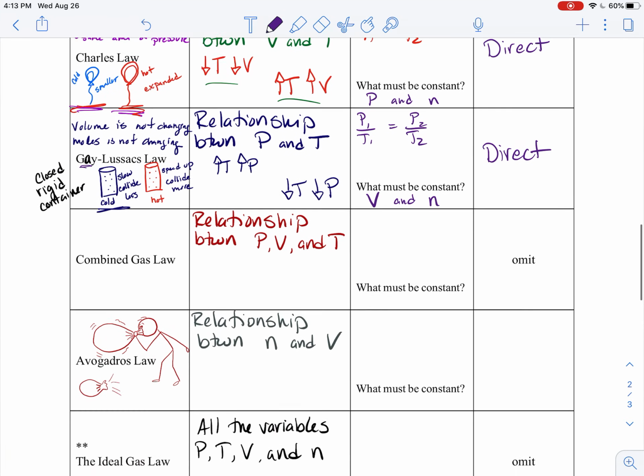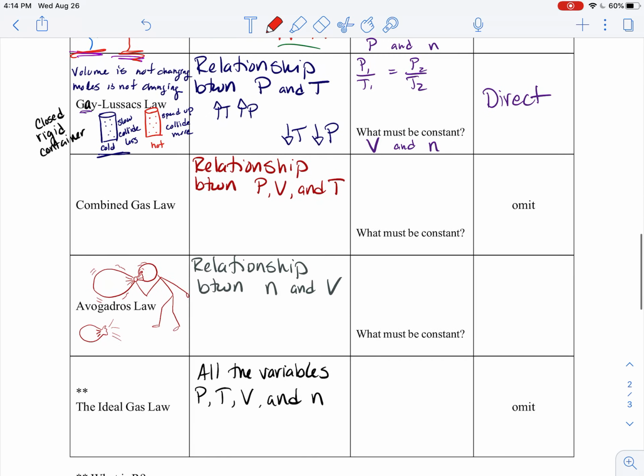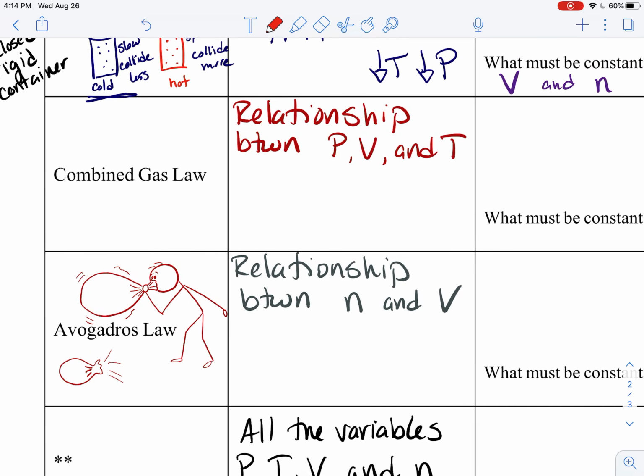All right, our next law is the combined gas law. It is literally just a combination of the laws that are above. So in this case, it is a combination of the three laws that we just saw: Boyle's, Charles's, and Gay-Lussac's.